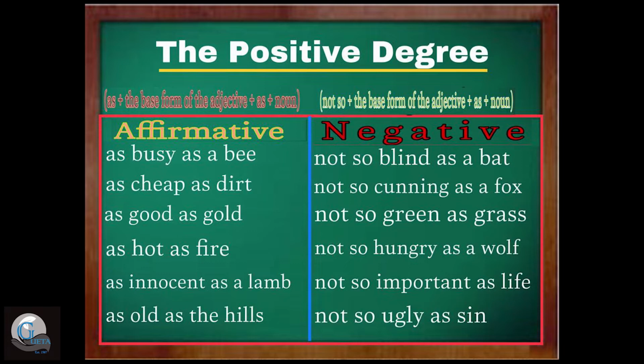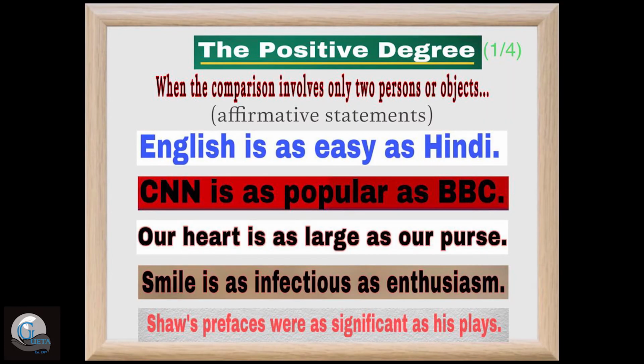It uses the base form of the adjective like busy, blind, cheap, and so on. As pointed out in the first part, the base form of the adjective does not carry any mark of comparison. Here are some examples of the positive degree.